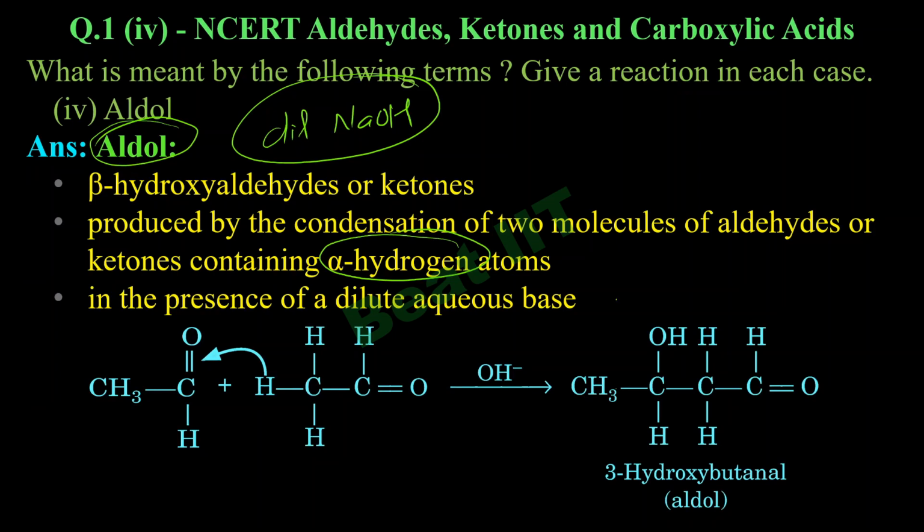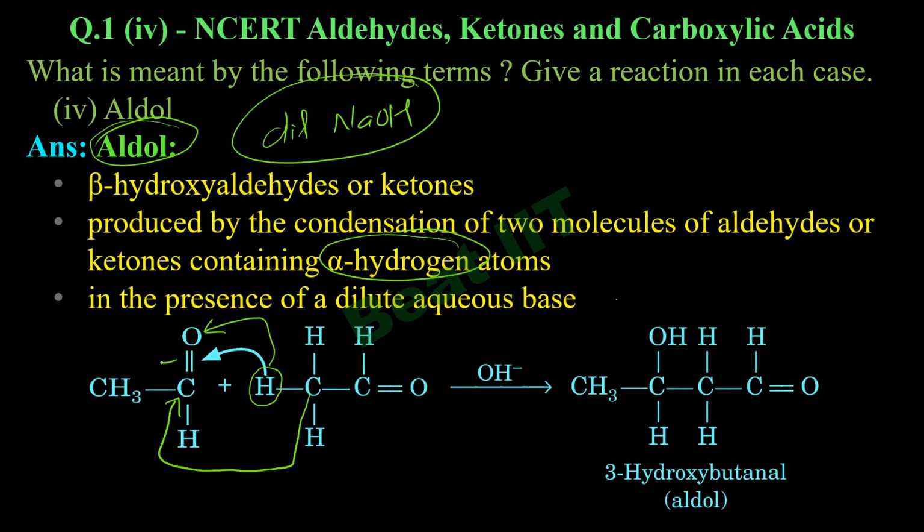This is an example. You have an aldehyde here and you have another aldehyde here. So what happens actually? You can understand it. This carbonyl group is polar. What happens in this case is that the alpha carbon, this is the alpha carbon here, will get attached to the carbonyl carbon, and one hydrogen on this alpha carbon, which is known as alpha hydrogen, will go to the oxygen.